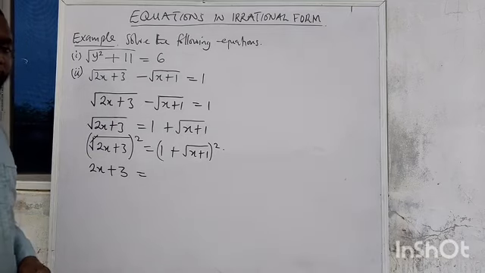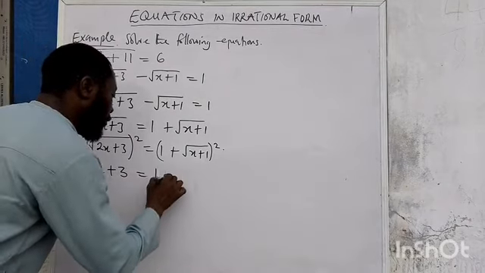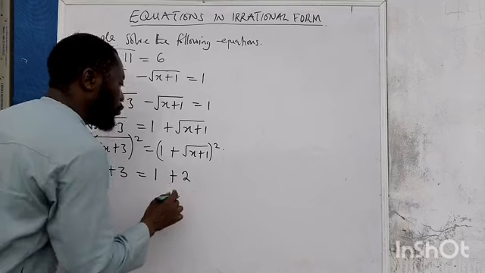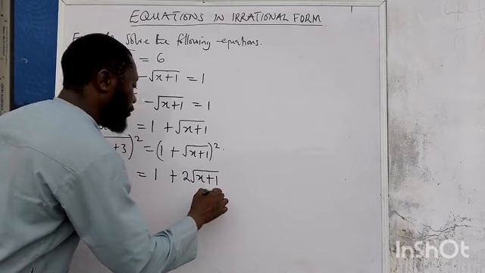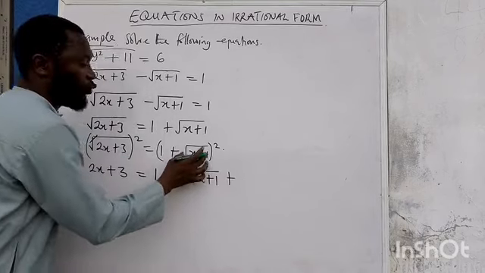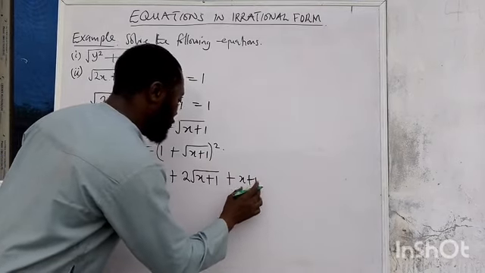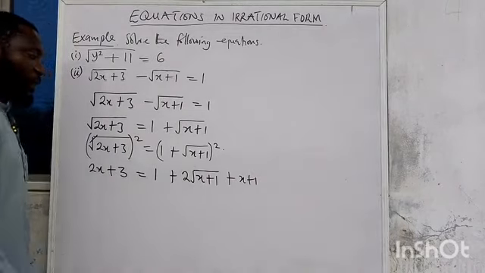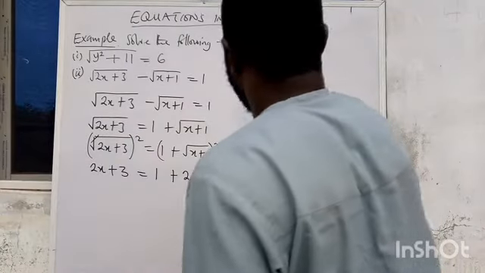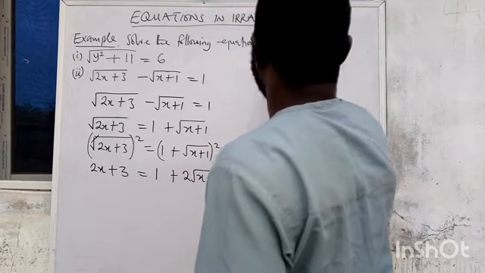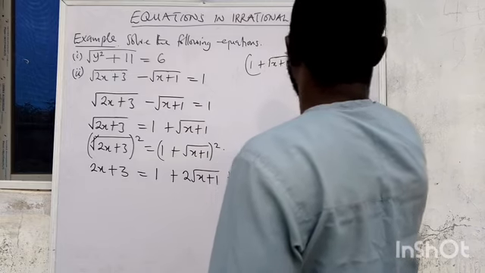But when you expand this, what is the expected result? So you have 1 plus 2 root x plus 1, then plus, when you square this one, the square will remove the root, so you have x plus 1. So this should be your expected result when you expand this. Okay, maybe we should do that together. So we have 1 plus root x plus 1, 1 plus root x plus 1.